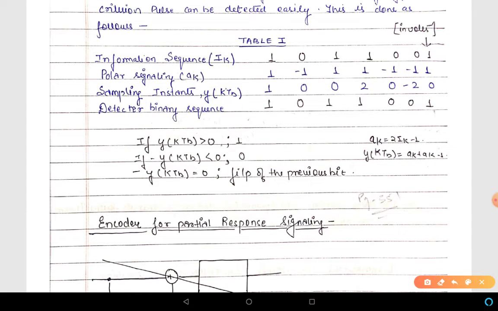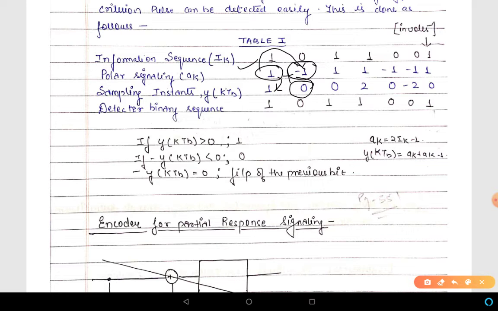What would be the values of sampling instant is an important question. So at t equals 0, corresponding to 1, I'll get 1 volt. Now at t is equal to Tb, I will get the interference. These two pulses will interfere, these two voltages will interfere, and whatever I get at the sampling instant is the sum of these two voltages. So 1 volt plus this 1 volt plus this minus 1 volt will yield 0 volt.